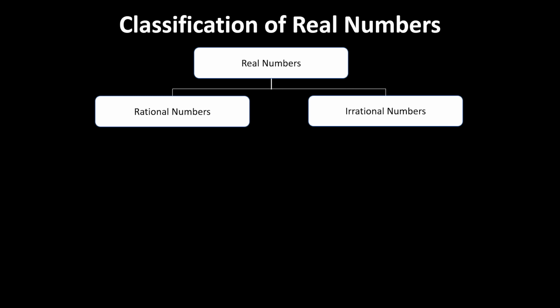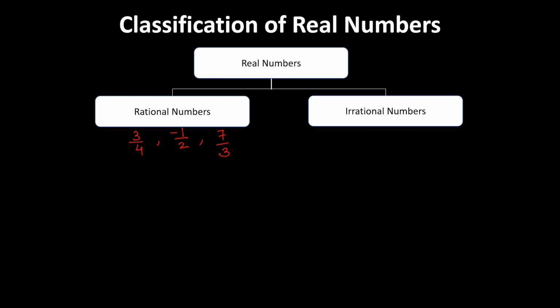For example, we can say rational numbers are the numbers which can be written in the form of p by q, where q should not be equal to 0. If you are writing a number in the form of numerator upon denominator and the denominator is never equal to 0, we will call such numbers rational numbers. For example, 3 upon 4, minus 1 upon 2, 7 upon 3. These all are considered as rational numbers.